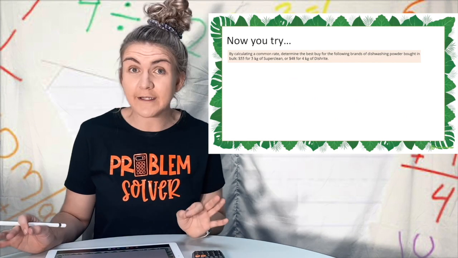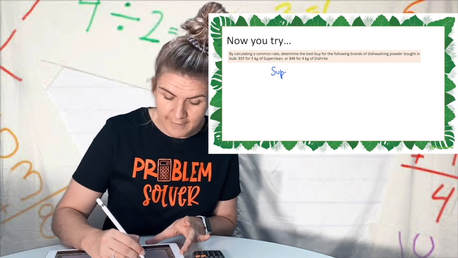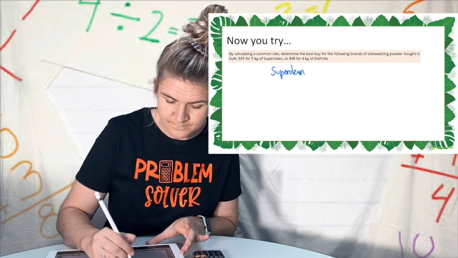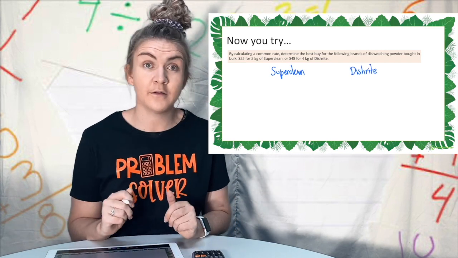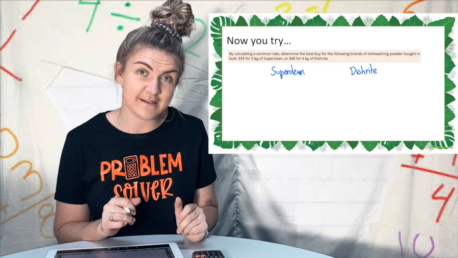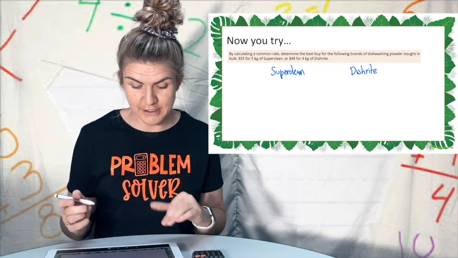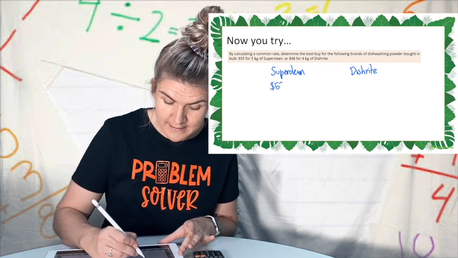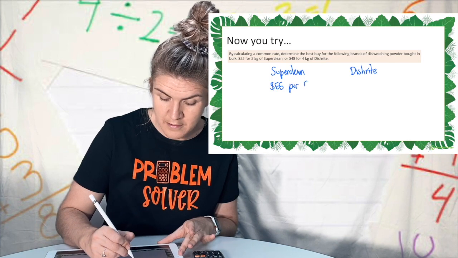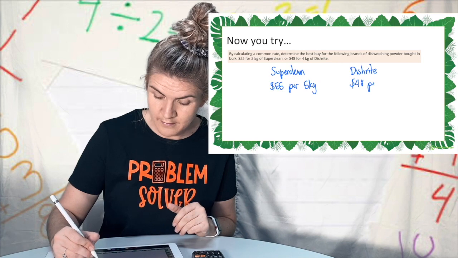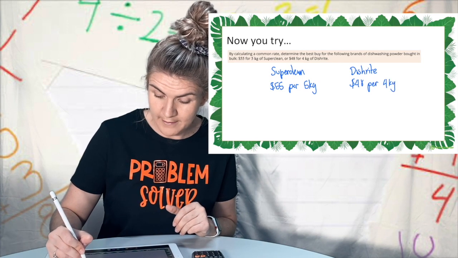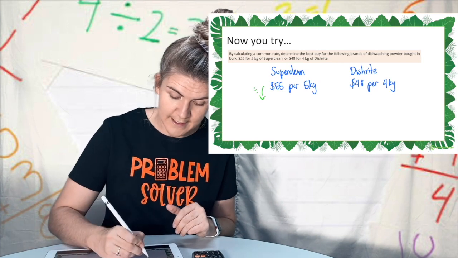Okay, let's quickly go through the answers ourselves. I've got Super Clean and I've got Dish Right. Now, Super Clean is $55 per 5 kilograms. And Dish Right is $48 per 4 kilograms. All right, this side I'm dividing by 5.